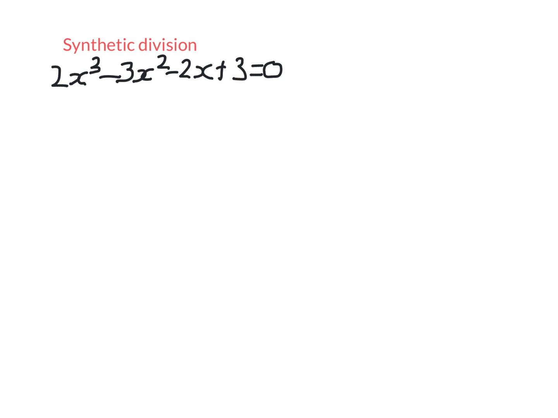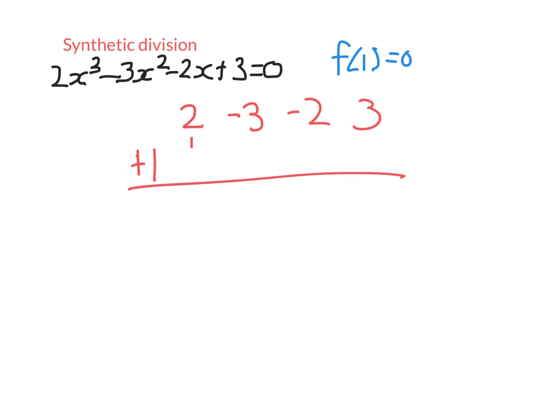As we saw on the previous slide, we know that f of 1 equals 0. 1 is a root, so x minus 1 is a factor. So we're going to divide this polynomial by x minus 1. So remember, when we're doing synthetic division, we just write the coefficients of the polynomial: 2x cubed minus 3x squared minus 2x plus 3. And we use the root here, which in this case is, again, positive 1. So we always bring down this number here too.